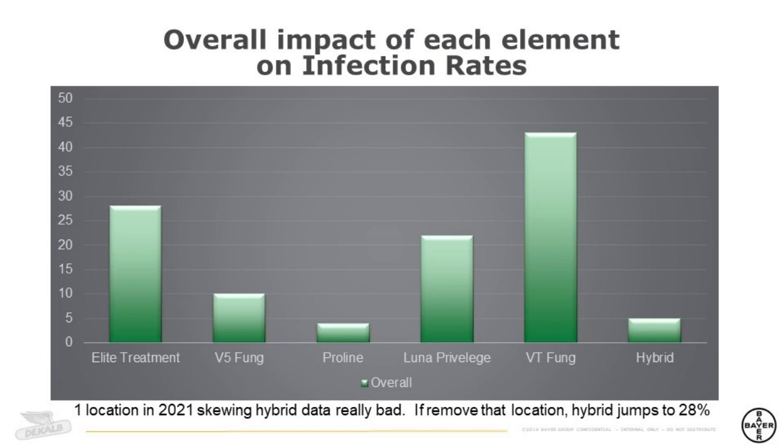When I went back and looked at my summary from a year ago, the hybrid component had a much larger component when I looked at the 2020 data. As I look at my 2021 data, there is one location that was skewing the data really, really bad. And if I take that location out, the hybrid component on this chart would jump from 5 to 28%. And a year ago it was at 33.